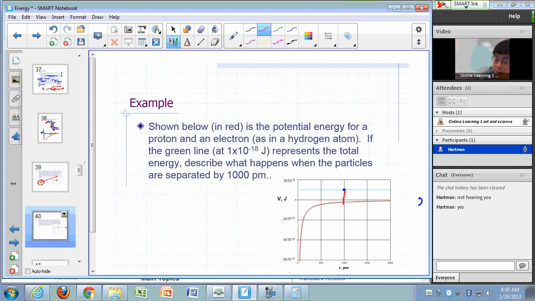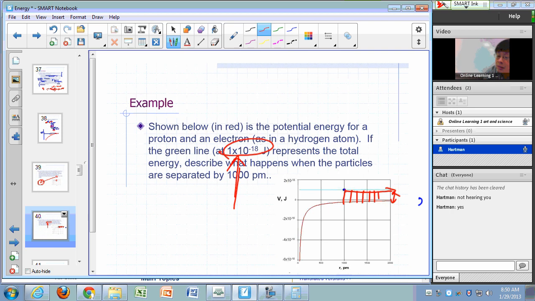Its kinetic energy will be dropping. Your potential energy will be gradually rising, but it will eventually level off. So it's going to slow down some and then eventually come to a constant speed and separate from the atom, from the proton forever. At that constant speed, it corresponds to a kinetic energy of 1 times 10 to the negative 18 joules.